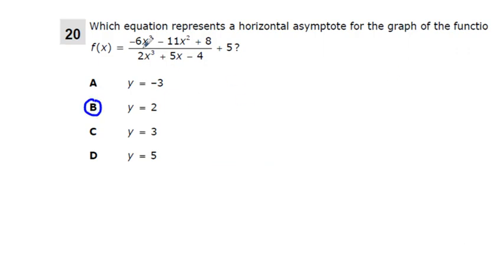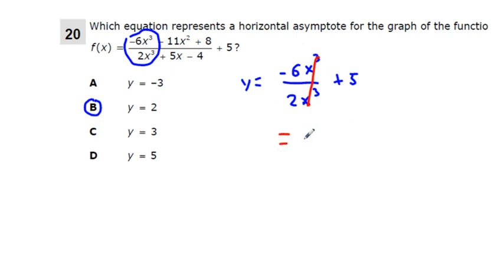One thing, there's an analytical way of doing it. If you take the highest coefficients here, y equals, we can take negative 6x cubed over 2x cubed, and then we have this plus 5 outside. We just take the highest terms for the limit, and the x cubed terms cancel each other, so we have negative 6 over 2 equals negative 3, plus 5, which equals 2.